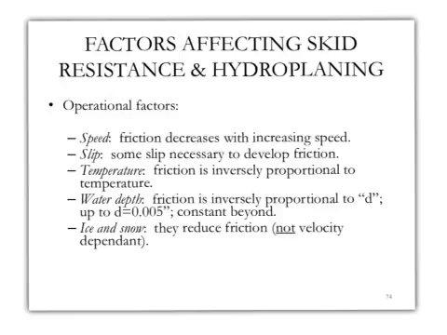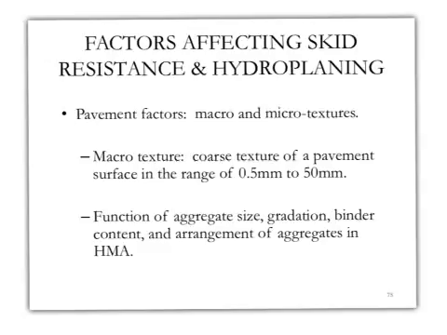When it comes to pavement factors, and this is really what we can work with as pavement engineers, we need to think of the macro and the micro textures of the aggregates. For example, when it comes to macro texture, coarse texture of pavement surface in the range of somewhere between 0.5 millimeters all the way to 50 millimeters would improve the side friction. As a pavement engineer, I can play with the aggregate size, gradation, binder content, and arrangements of aggregates in hot mix asphalt, and I can eventually significantly improve the skid resistance of the pavement.